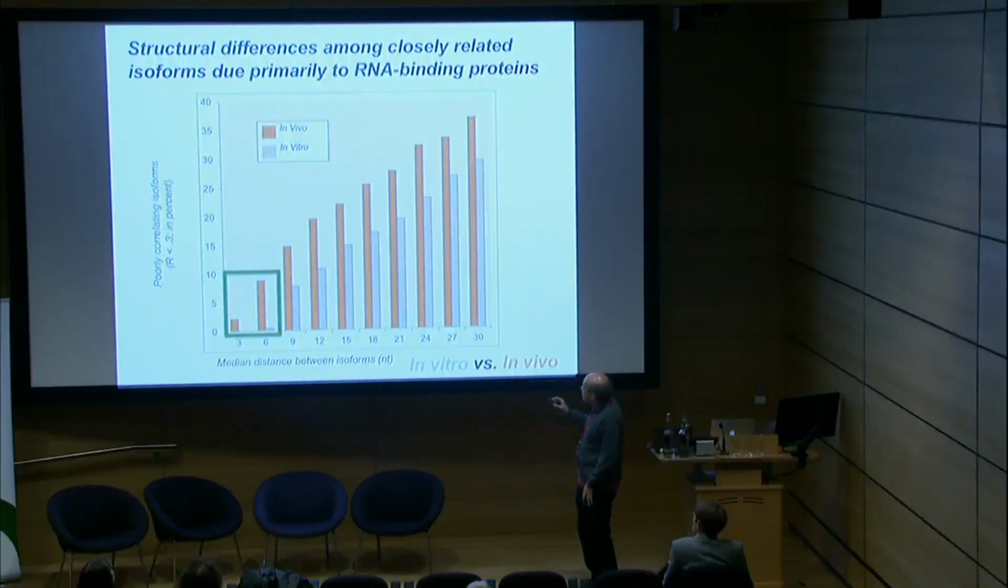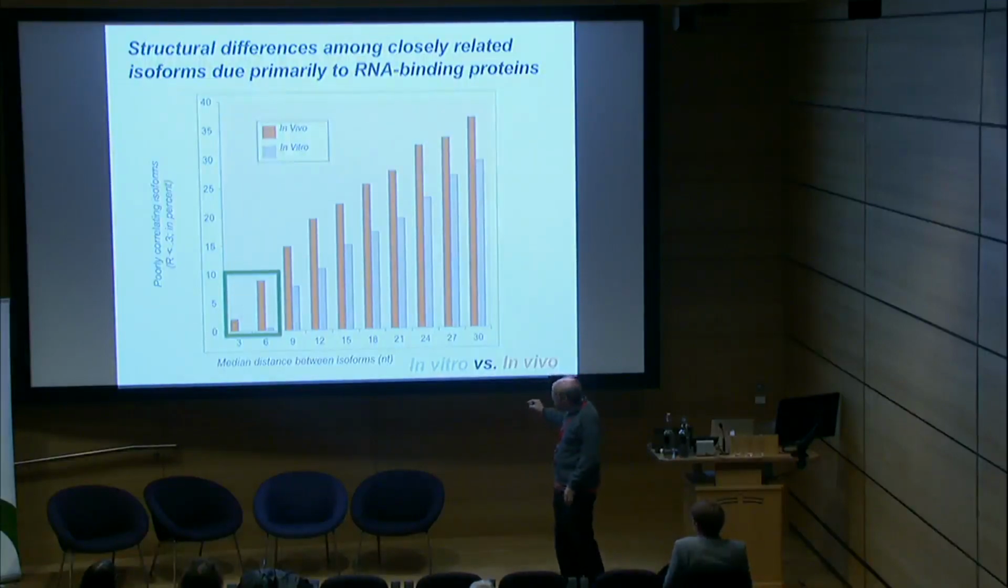And what you can see here is that, as I showed you, in orange we have, around 10% of these pretty closely spaced isoforms showing very different. This number here is the percent of isoforms that are less than 0.3 correlated. So these are really different structures. And you can see that I told you before, we have about 10% or so of these closely related isoforms are different. But if you look in vitro, there's almost never. Okay? So that says that, especially for these guys, almost all of those structural differences are due to RNA binding proteins, not the intrinsic RNA-RNA interactions.